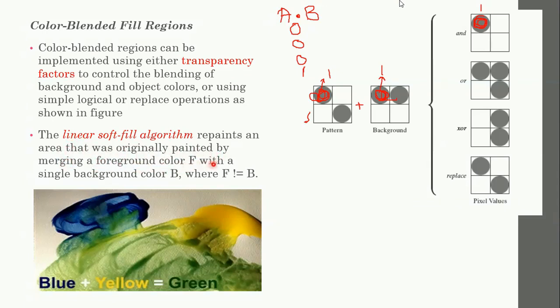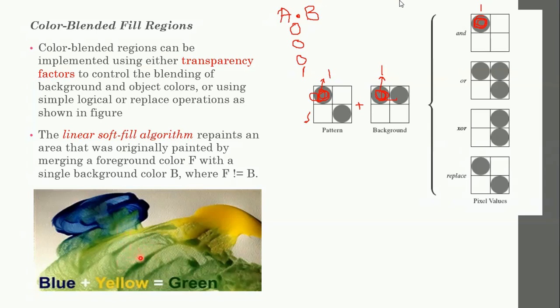So foreground color we represent with F, with single background color B, where F is not equal to B. Suppose you have a background color, say the background color is blue. You have already painted the background color as blue, and now again upon the background color you are going to have a foreground color of yellow. And what color do you get? The new color you will be getting by the combination of foreground color and background color, that is you will be getting green. Okay, so this is the meaning here.